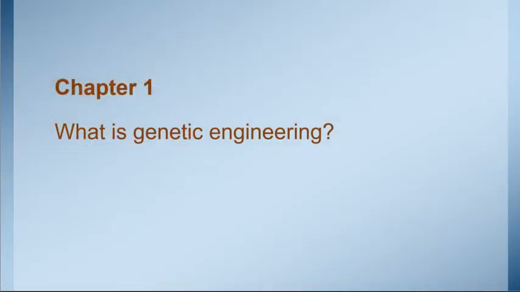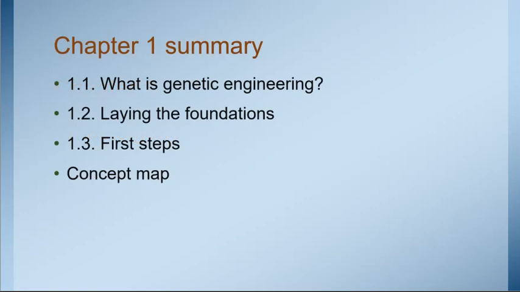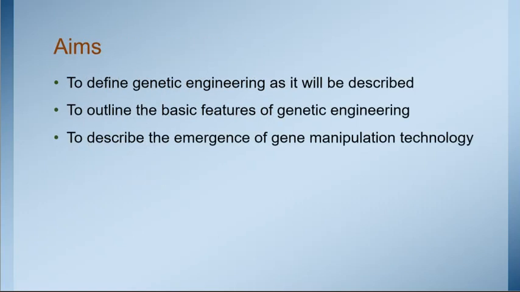Firstly, we want to explain about chapter 1, what is genetic engineering. In this chapter, we have some summaries. You can see here what is genetic engineering, laying the foundations, first steps, and finally concept map. And also we will define genetic engineering as it will be described to outline the basic features of genetic engineering, and we will describe the emergence of gene manipulation technology.